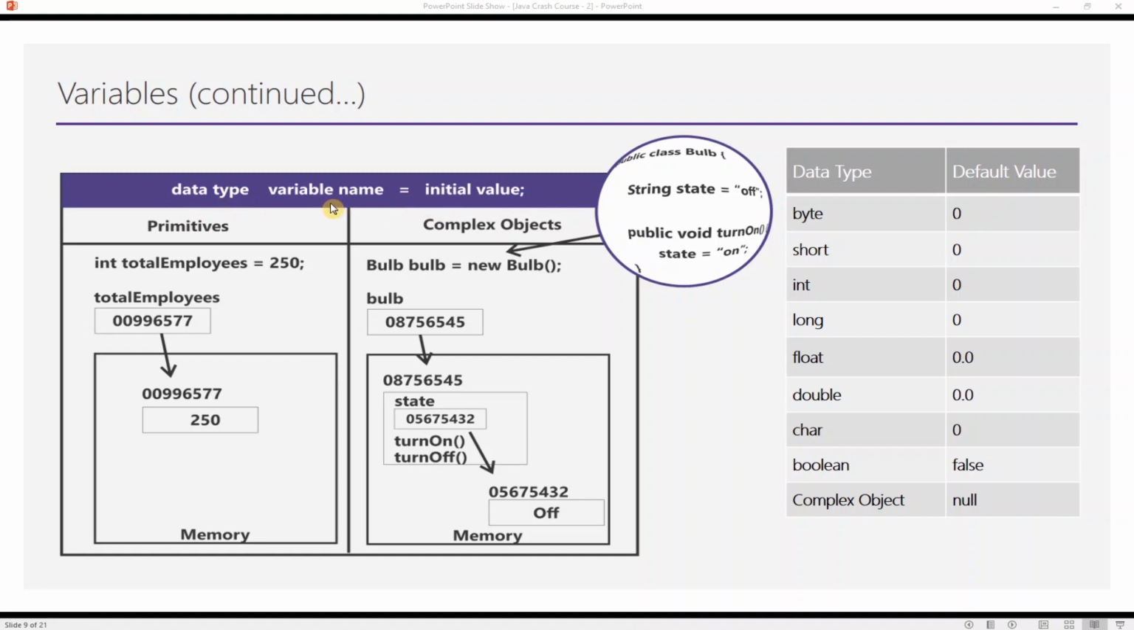Data type and variable name are required while the initial value is optional. So if you look at the figure on the left, you can see that we compare the declaration of variables for both primitives and complex objects. When we declare a primitive variable, we start with a data type, which in this case is int. The variable name is total employees and the initial value of 250.